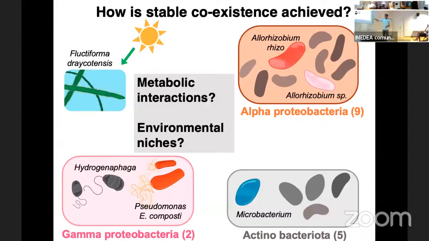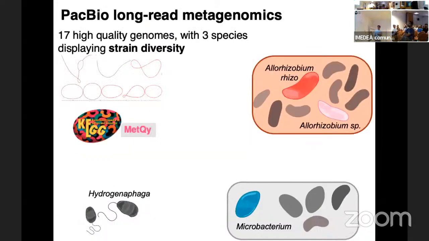This is just another way of presenting which species are there. Actually, we have three main families, and each family is represented by a number of species. There are 9 alphaproteobacteria, only 2 gammaproteobacteria, and 5 actinobacteria in the system. So now the question is, how do they coexist? What do they do? Are they interacting, or are they adapted to specific environmental niches?